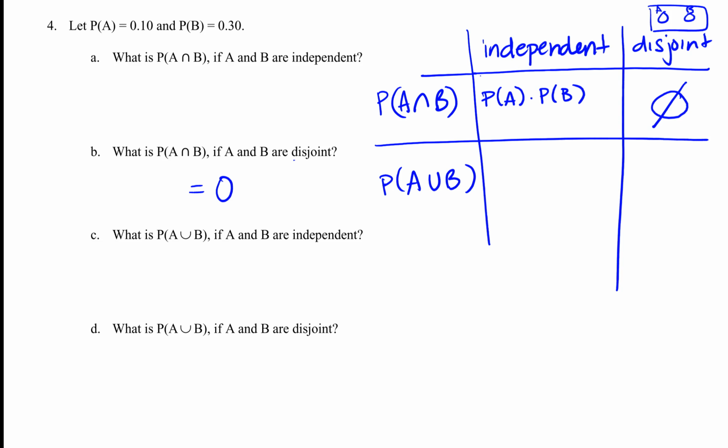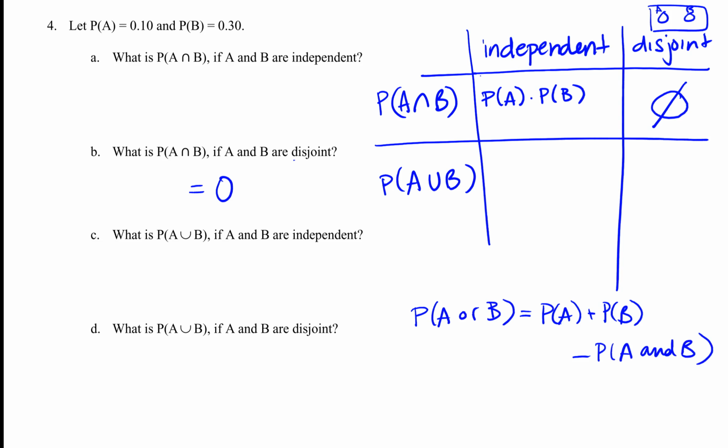The or probabilities are going to come straight from our formula for or. A or B is equal to the probability of A plus the probability of B minus the probability of A and B. And look, we know the ands. That was the top of this table. So we know for A or B, all we're going to do is take the first two, add them together, and then subtract whatever our and was. So for independent, that's that multiplication. And for disjoint, well, we'd subtract off 0, which is where we get these are the two actual special rules that we have.